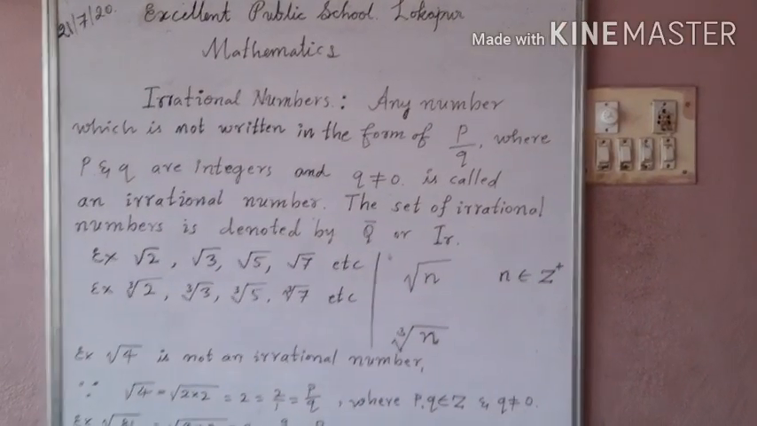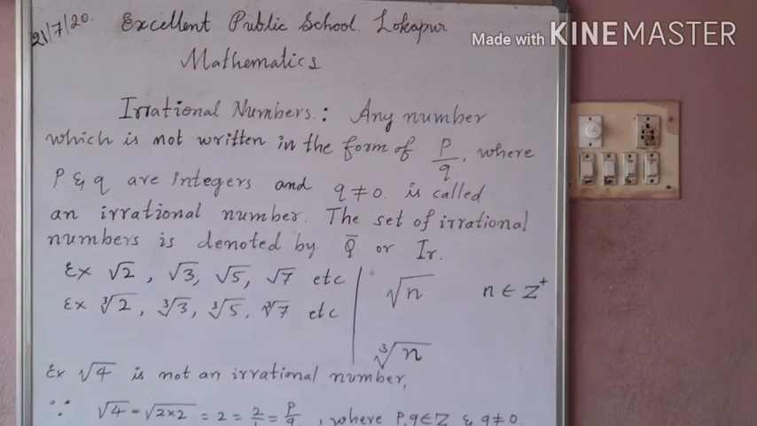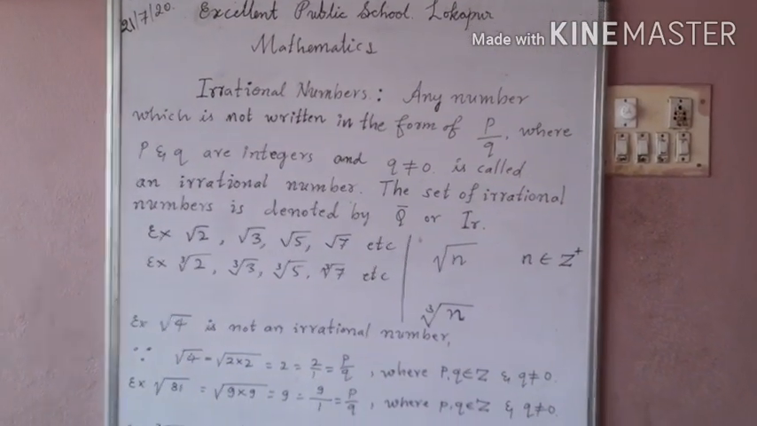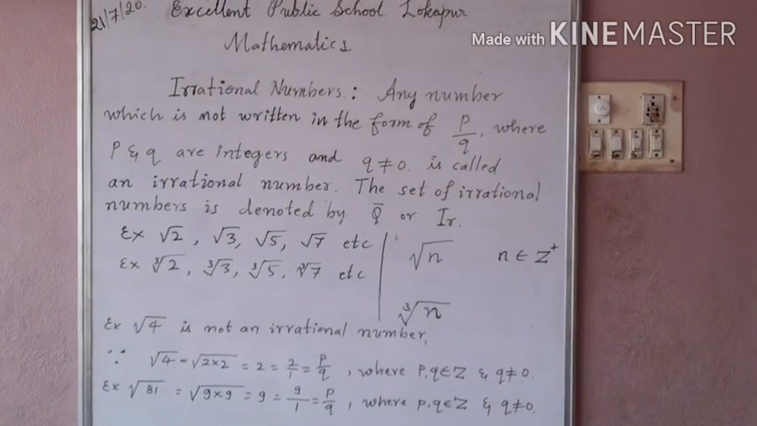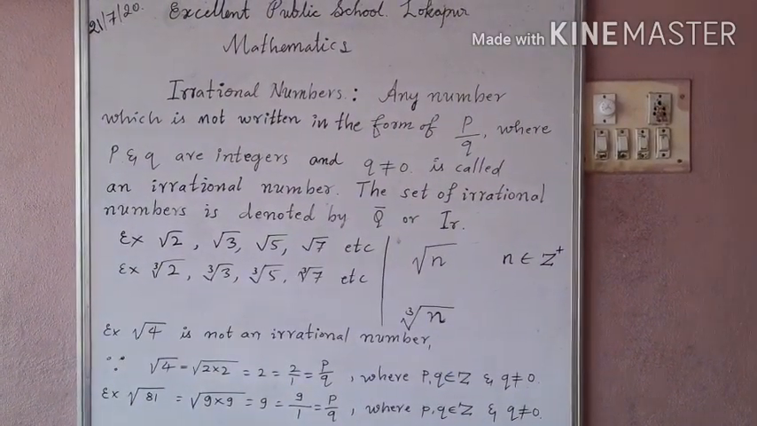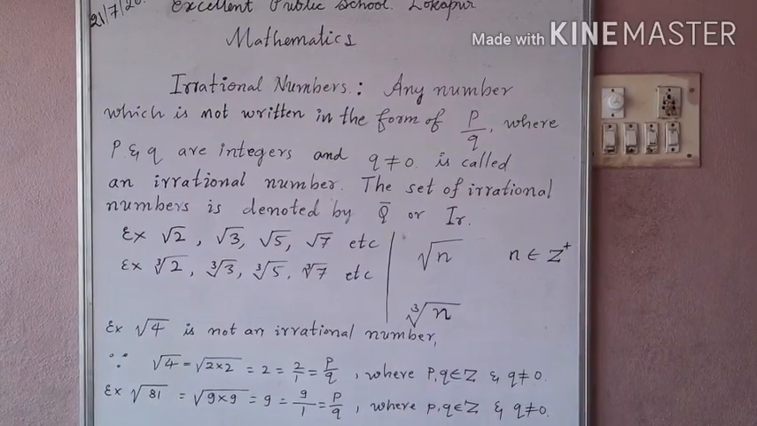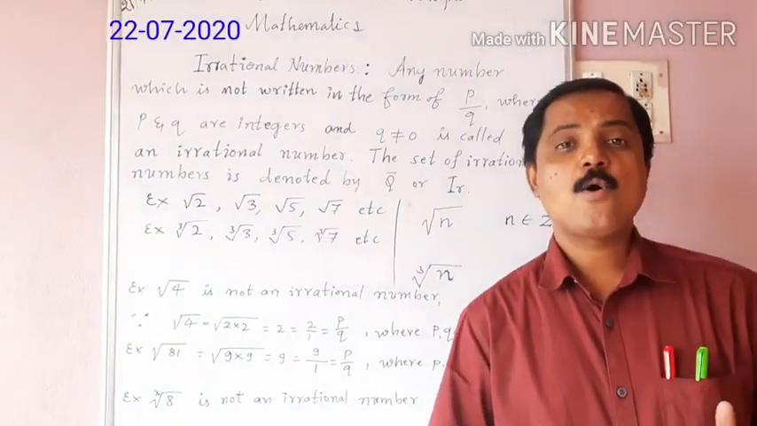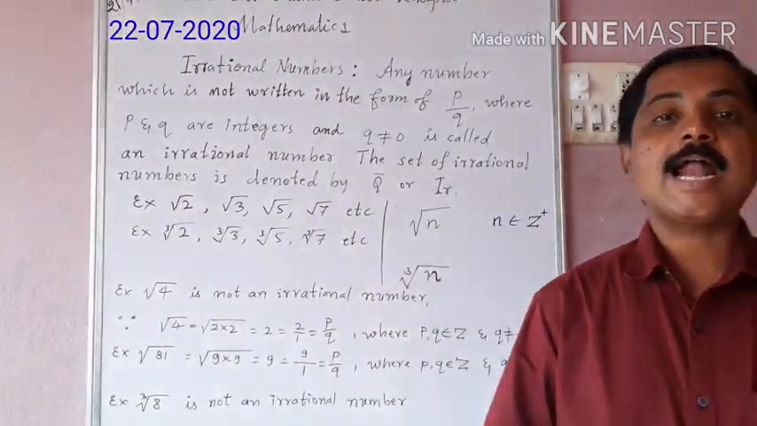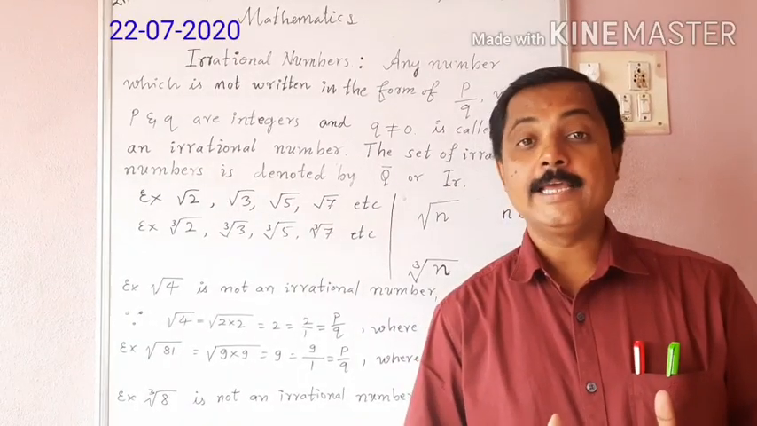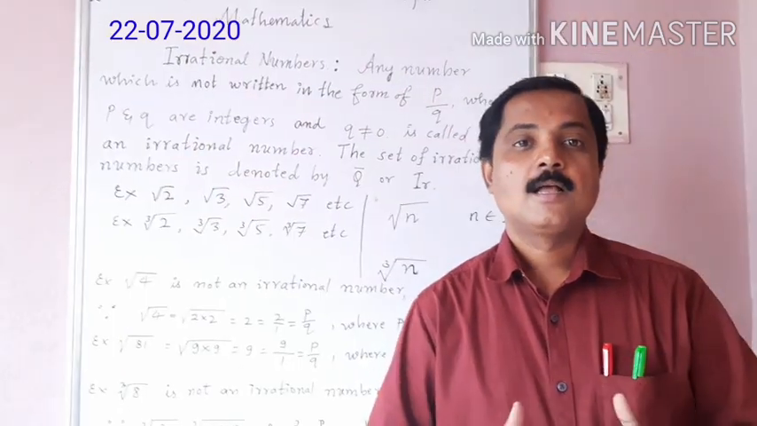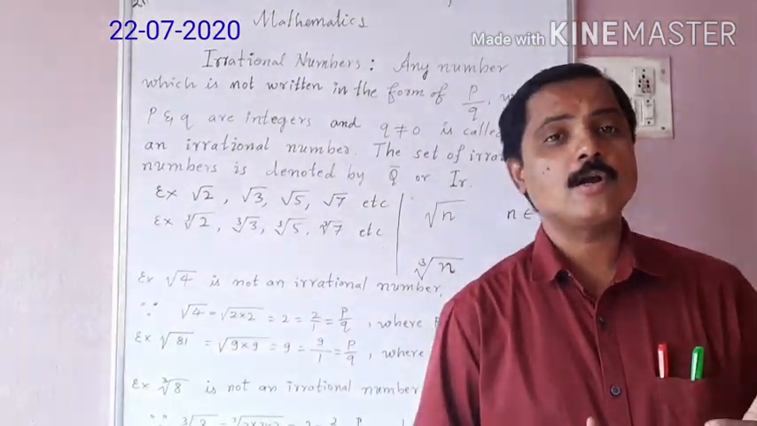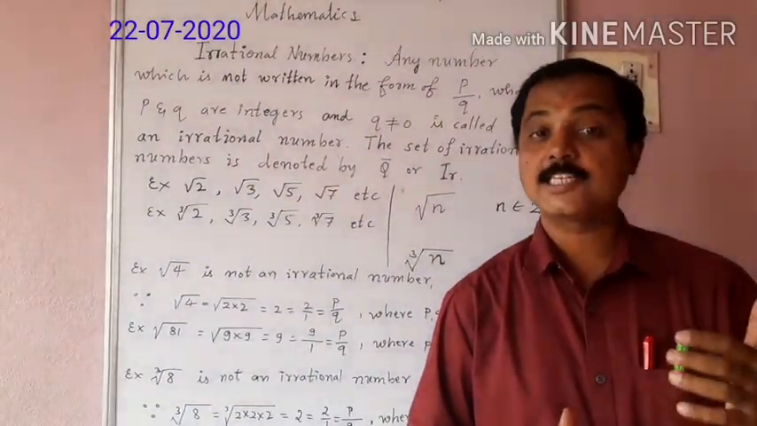So children, hope you all have learnt about the irrational numbers, definition, examples, and the conditions for the given numbers to call it as an irrational number. Hope children you have learnt about the irrational number and their representation in today's session, and the conditions for a given number to be called as an irrational number.